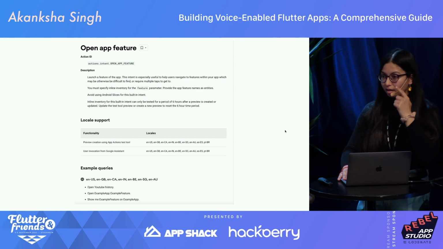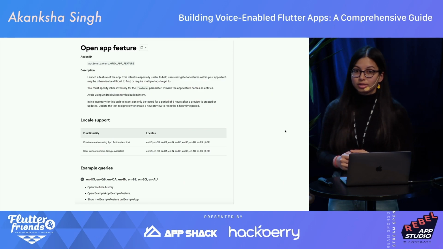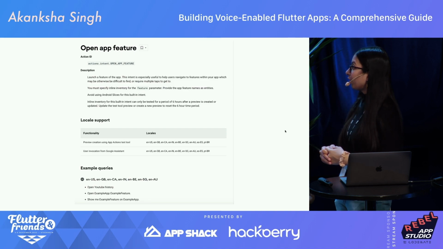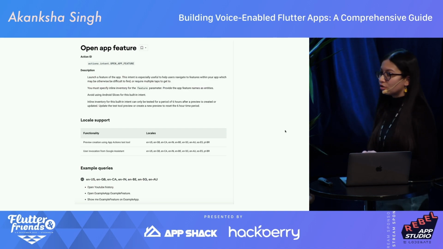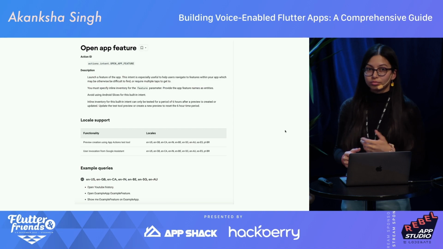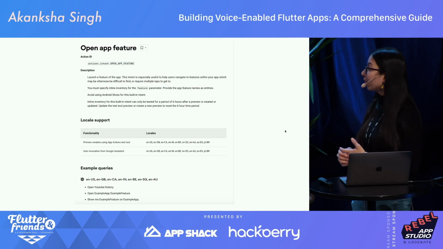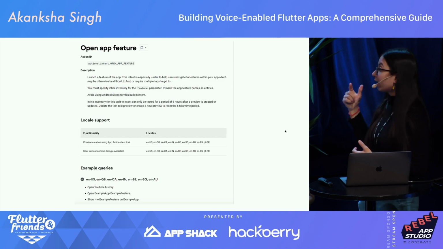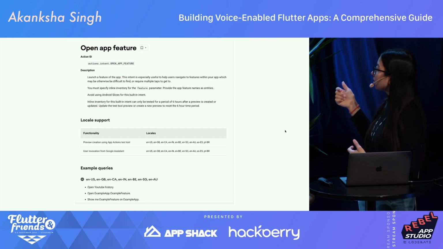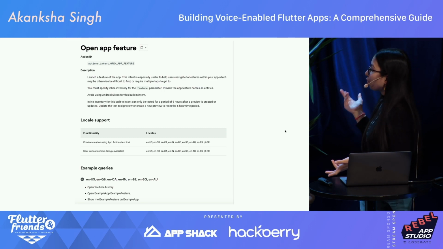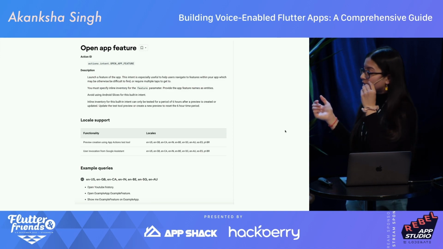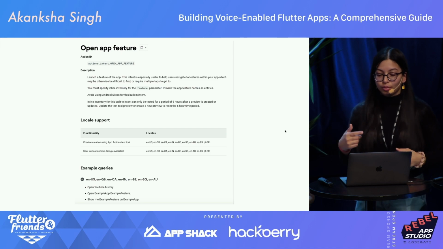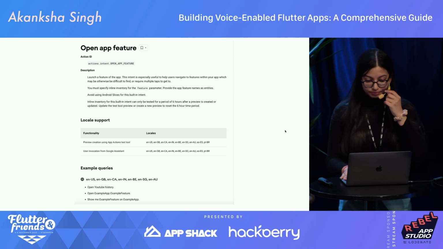To start with, I'm just going to take an example of a simple built-in intent, which is the open app feature. As you can see, it is used for launching the app, and you can see the language support. If you explore all the built-in intents, you can see the locale support and example queries. Here you can see open YouTube history and open example app example feature. So it's for opening the app, and also if you want to navigate to some other screen.